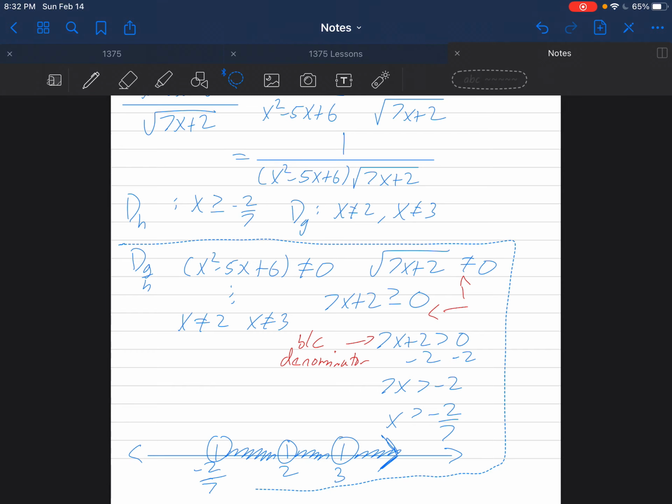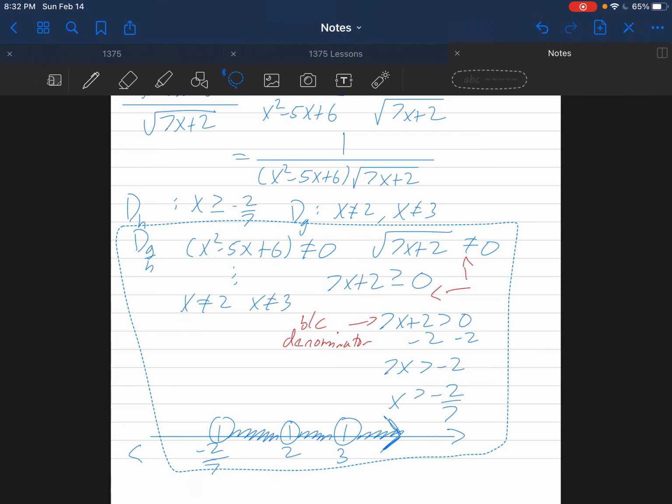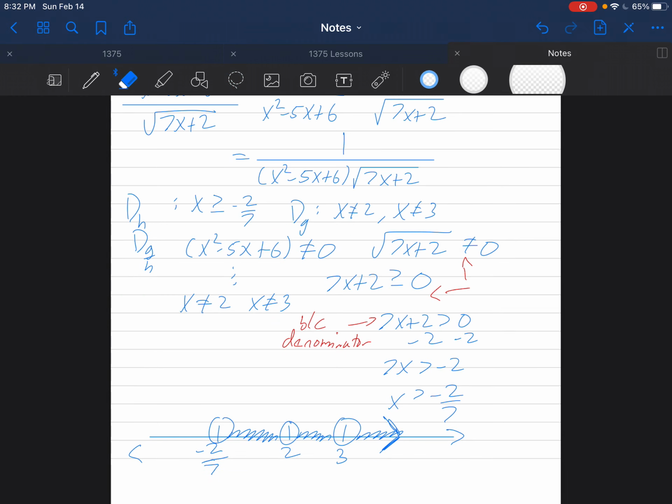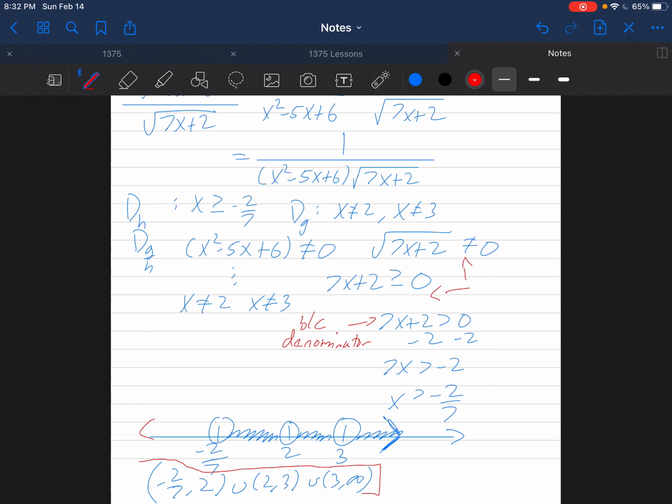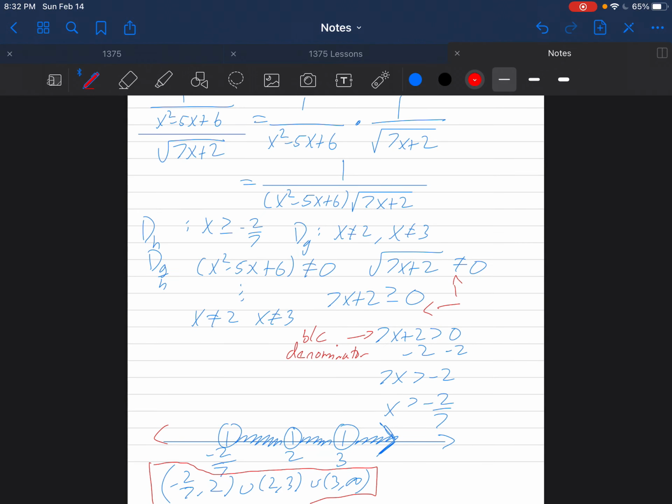So let's make some space for me here to write out in interval notation our answer. That's going to be -2 over 7 to 2, union 2 to 3, union 3 to infinity. And notice that our -2 over 7 endpoint is a round bracket this time, because it is greater than, not greater than or equal to.